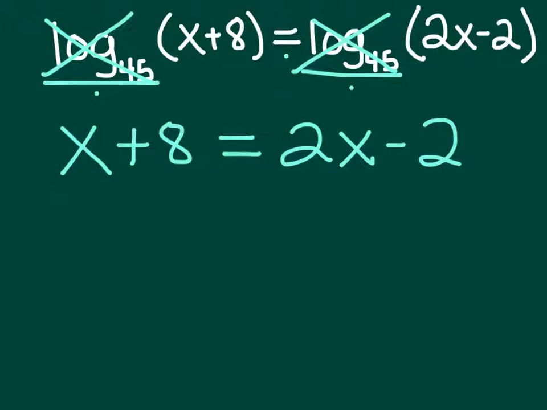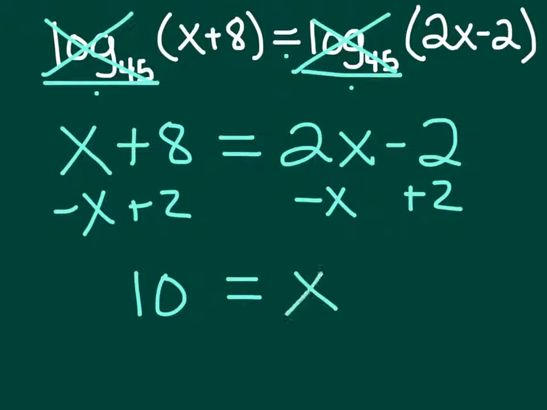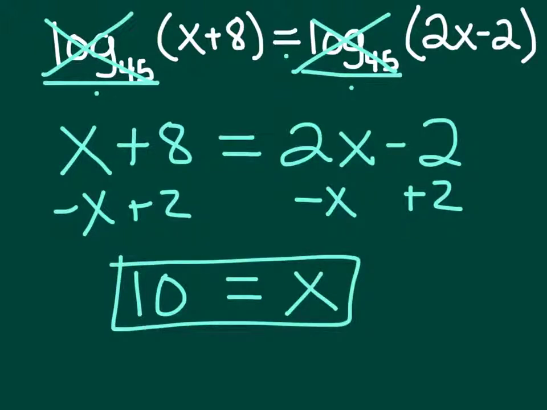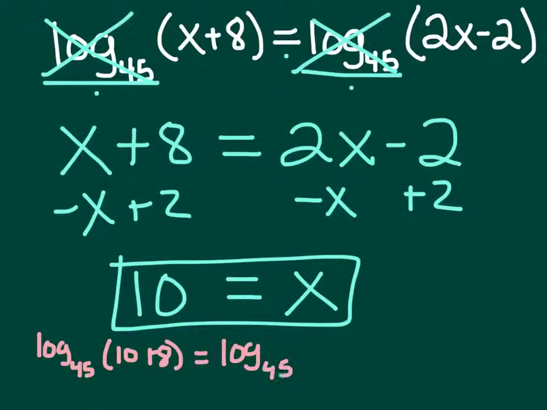So then we just solve for x. If I added 2 to both sides and took away x from both sides, I'd get 10 equals x. And then make sure you plug it in and check. Of course, I didn't leave myself enough room here, but if we have log base 45 of 10 plus 8, that should equal log base 45 of 2 times 10 minus 2. And that's 18 and that's 18, so that checks out.